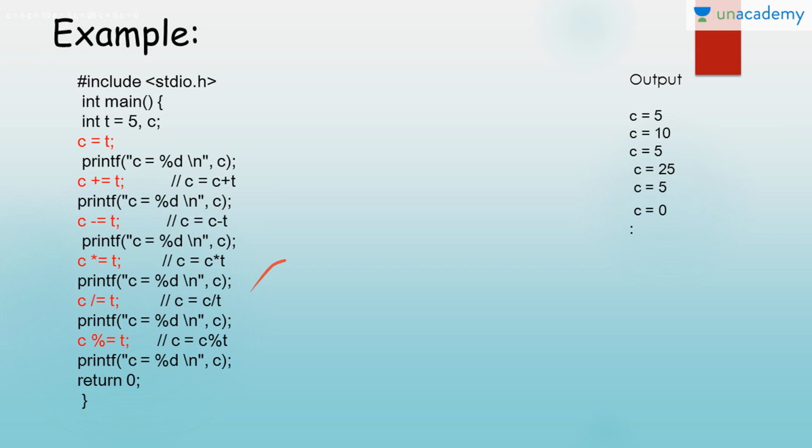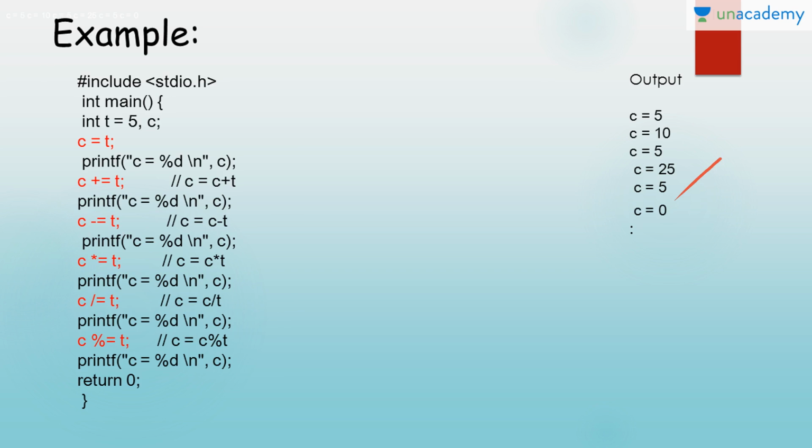Now C is equal to C divided by T. C is 25. T is 5. So 25 by 5 is 5. 5 is assigned to C here. So the value of C is 5. So print the value of C as 5 here.